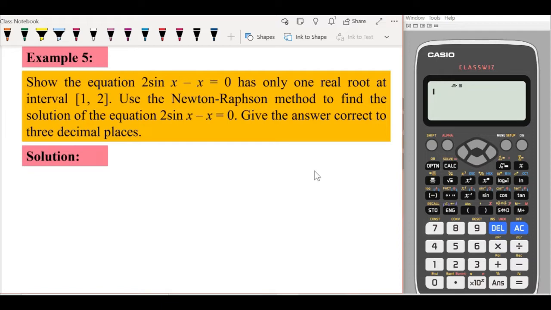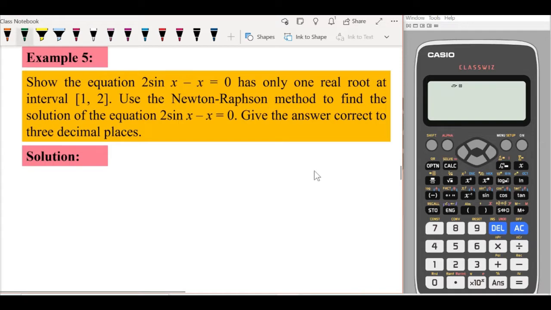Show that the equation 2 sine x minus x equal to 0 has only one real root in the interval of 1 and 2. Use the Newton-Raphson method to find the solution of this equation. Give your answer correct to 3 decimal places. Before we begin with the Newton-Raphson method itself, we have to show that the root actually exists.